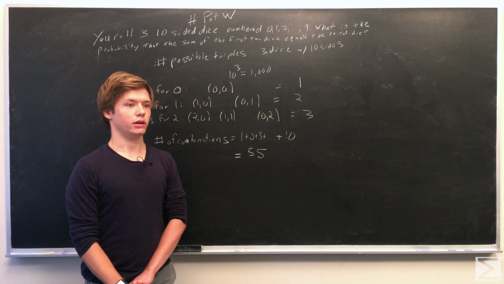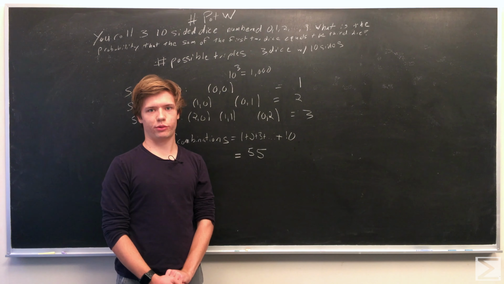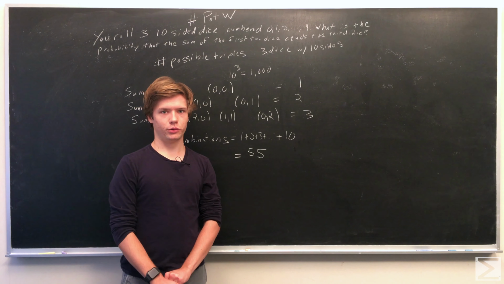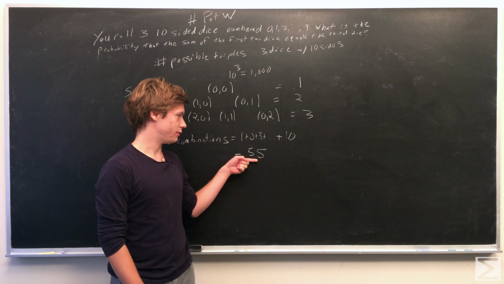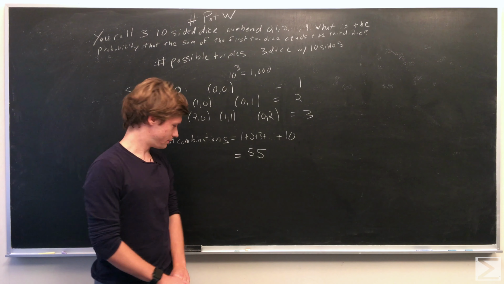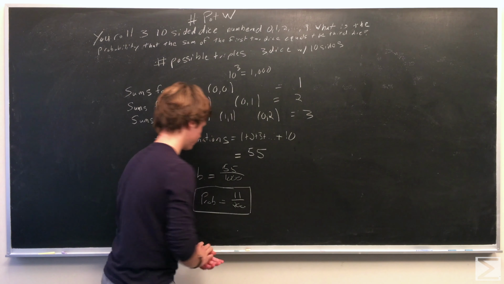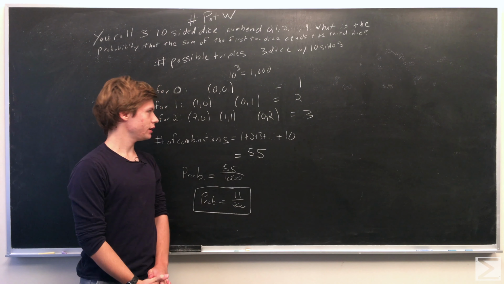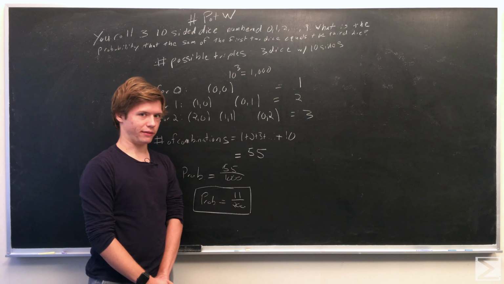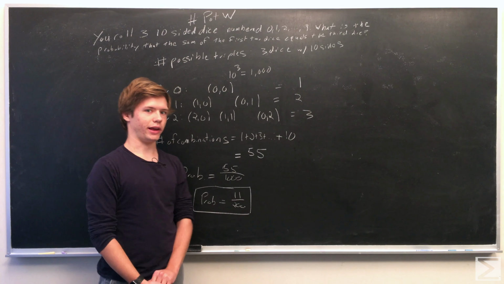And we know that the number of total possible rolls of 3 dice is equal to 1,000. So now all we have to do is divide the number of rolls that satisfy the condition by the number of total rolls. As you can see, we just divided 55 by 1,000. You can divide top and bottom by 5 to simplify it to 11 over 200, which is the final answer.